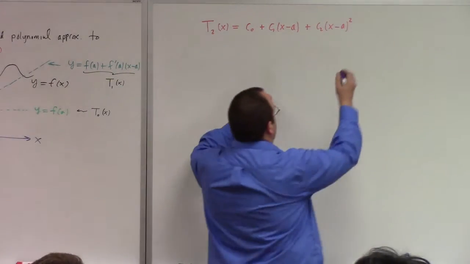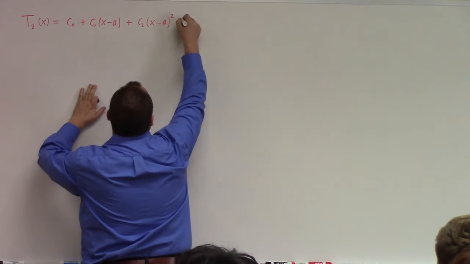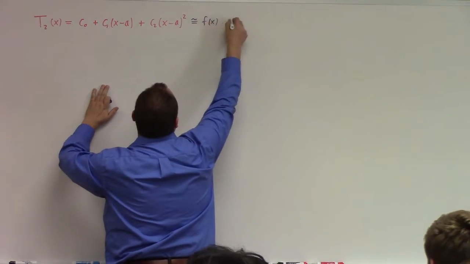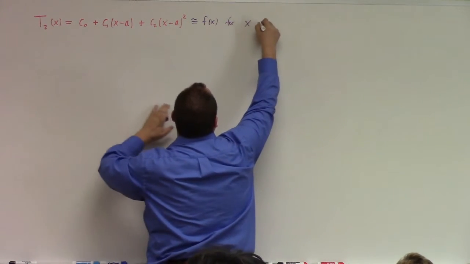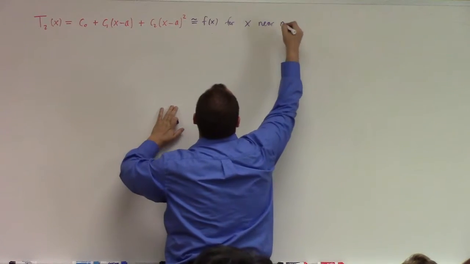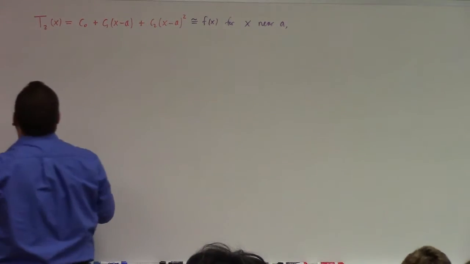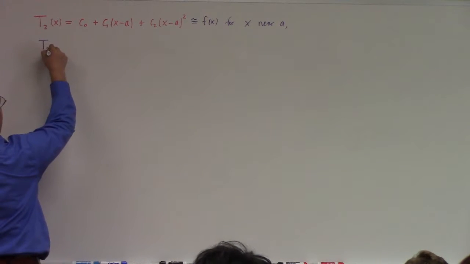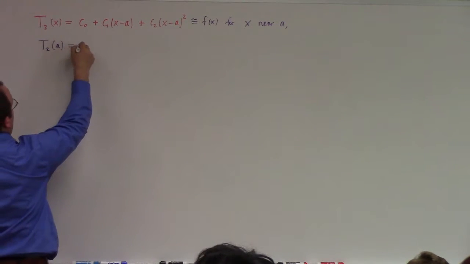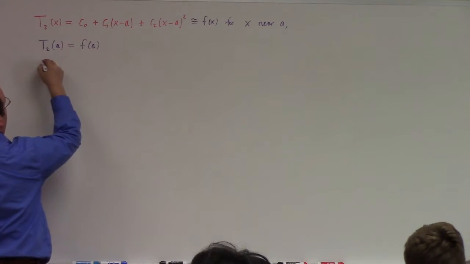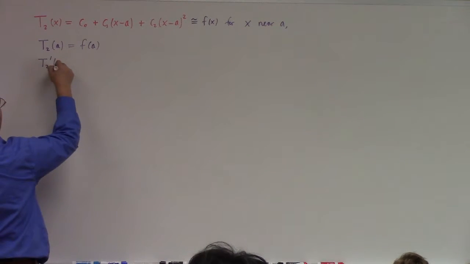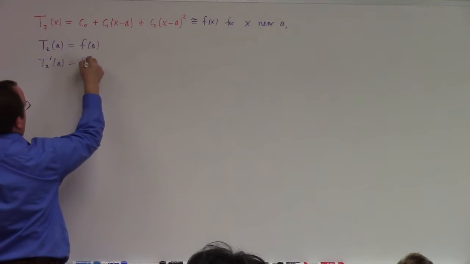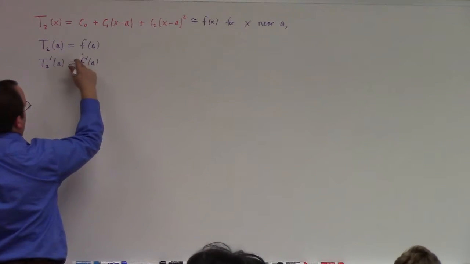if this is approximately f of x for x near a, then what should we base that nearness on? Well, how about this? We want T2 of a to be equal to f of a, right? We want T2 prime of a to be equal to f prime of a, right? And what else do we want?